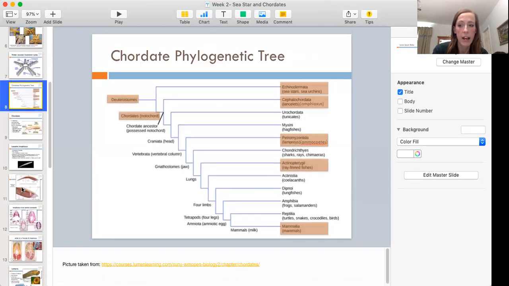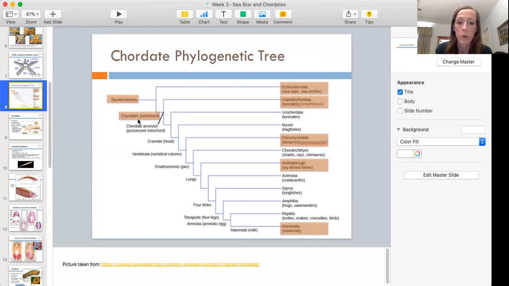All right, so that wraps up our talk on echinoderms. We just discussed a sea star as an example, as a model organism for echinoderms. Again, that's one of the phyla within the Deuterostome group. Now we're going to look at Chordates, which is another phylum within that Deuterostome group.